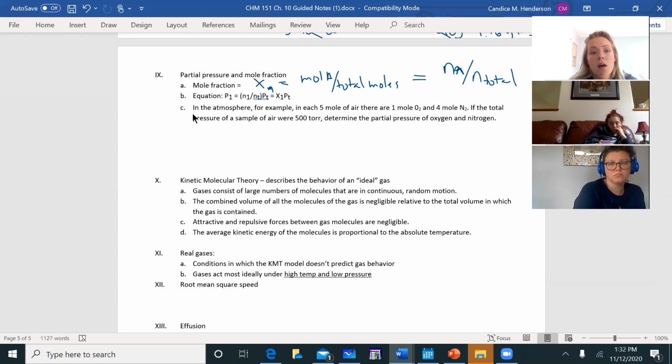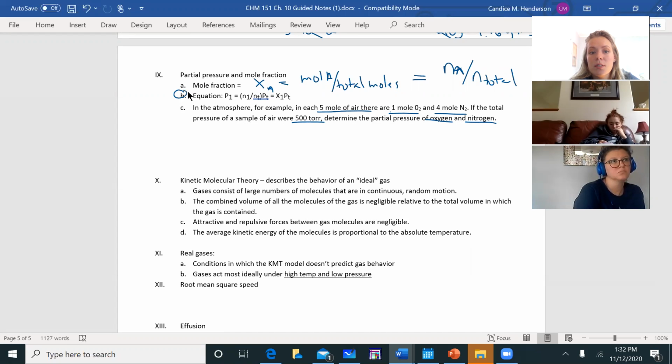Those are all directly related to each other. So here we've got a problem that sort of ties these two together. It says in the atmosphere, there are 5 moles of air, and that means 1 mole is O2 and 4 moles are N2. So these two things added up give us the total 5. If the total pressure of the sample is 500 torr, determine the partial pressure of the oxygen and the nitrogen.